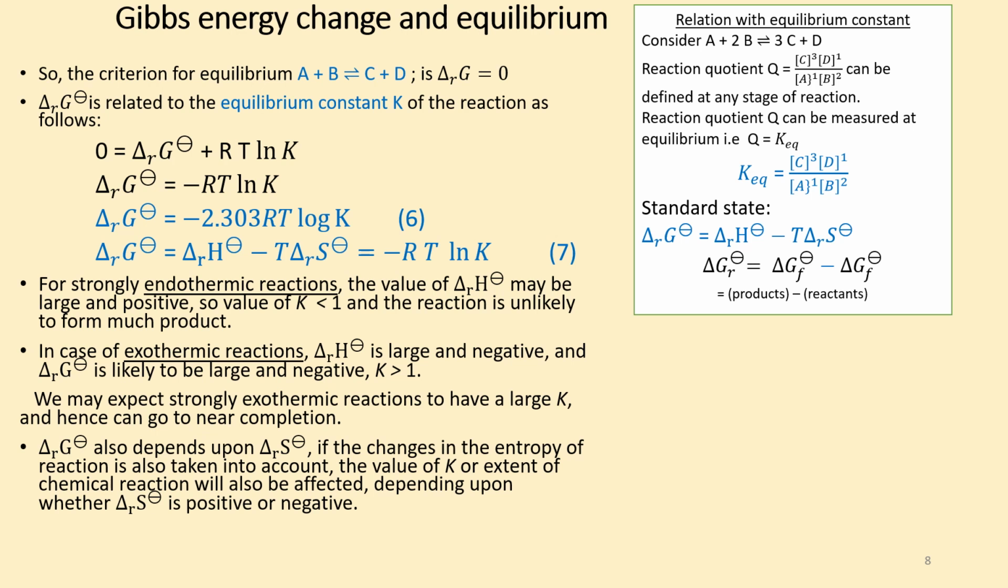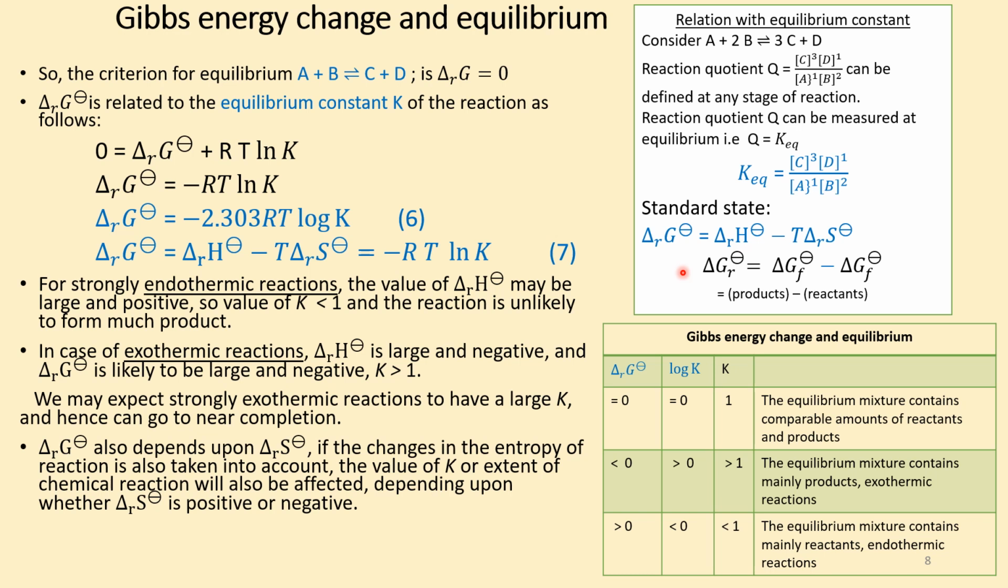So K is given as [C]^3 [D]^2 divided by [A]^1 [B]^2. I will repeat this because I read it wrongly. K equals [C]^3 into [D]^1 divided by [A]^1 into [B]^2. So the standard state can be written as ΔrG° = ΔrH° − TΔrS°. Or we can also write ΔrG° for a reaction as the ΔfG° of the products minus the ΔfG° of the reactants.